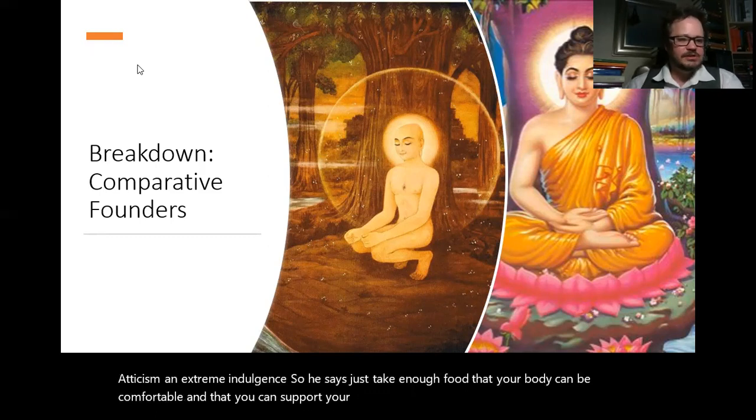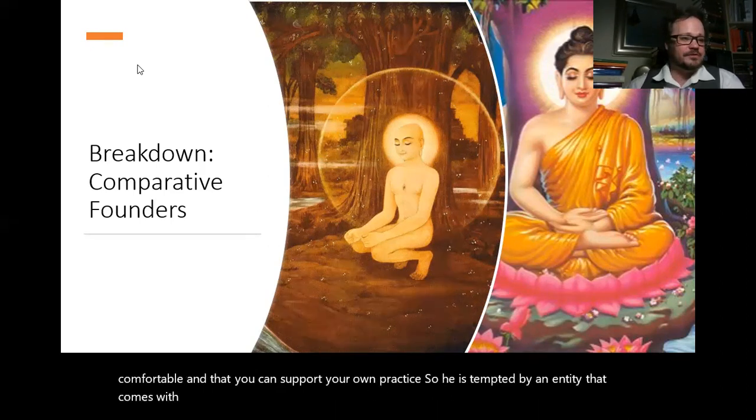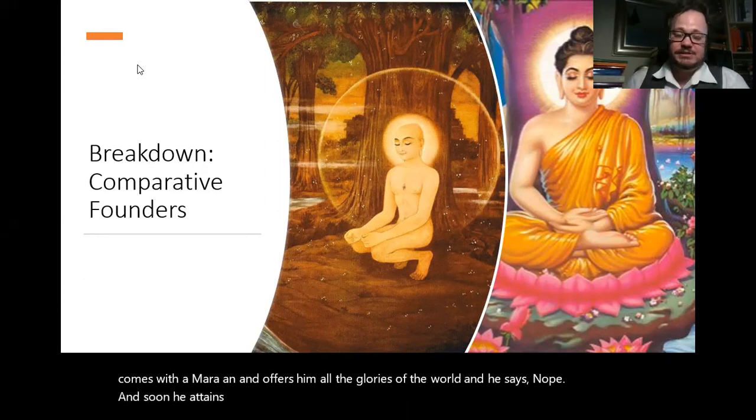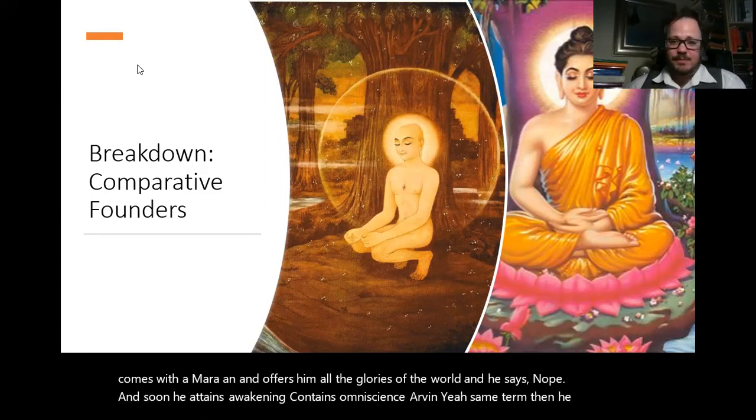So he is tempted by an entity that comes to him named Mara and offers him all the glories of the world. And he says, nope. And soon he attains awakening. He attains omniscience, sarvagna, same term. Then he lives his life preaching, same way.